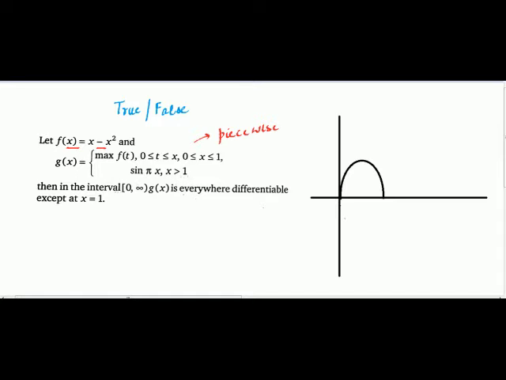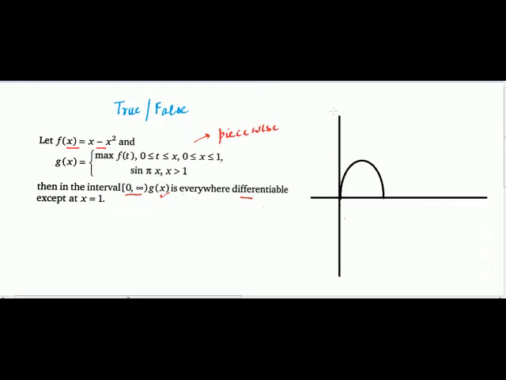Now, in the interval 0 to infinity, we need to check the differentiability of g of x, right? In fact, we need to state whether it is true or false that this function is differentiable everywhere except at x equal to 1.